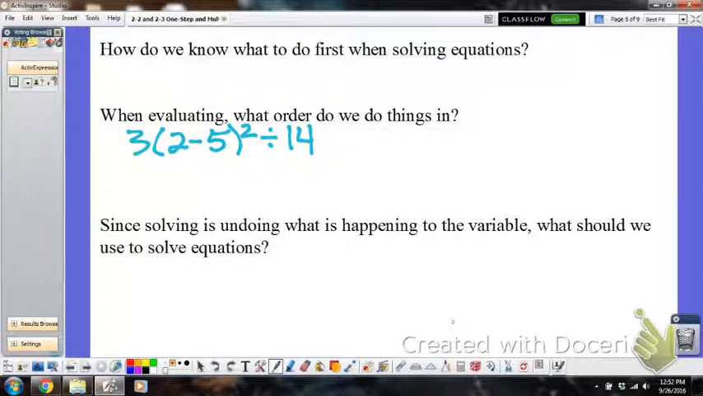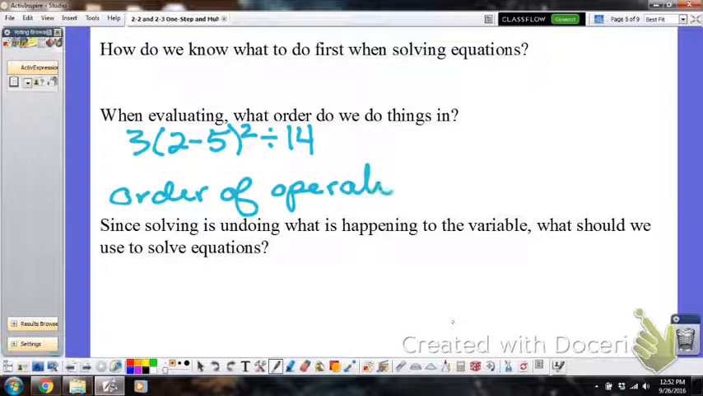Well, I would use my order of operations, or in other words, my PEMDAS. We would use our order of operations to evaluate that. So since solving is undoing what happens to a variable, instead of evaluating, we're going backwards, we're undoing. What should we use to solve equations?